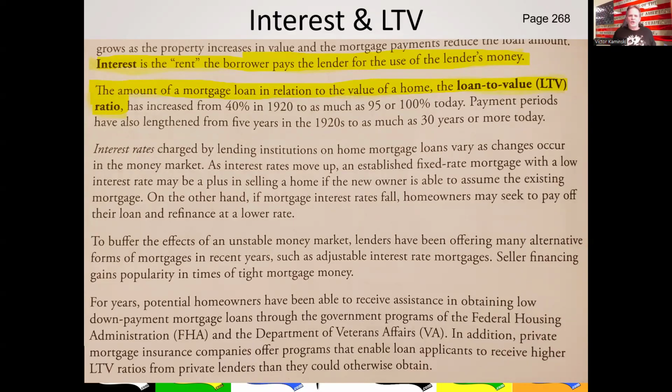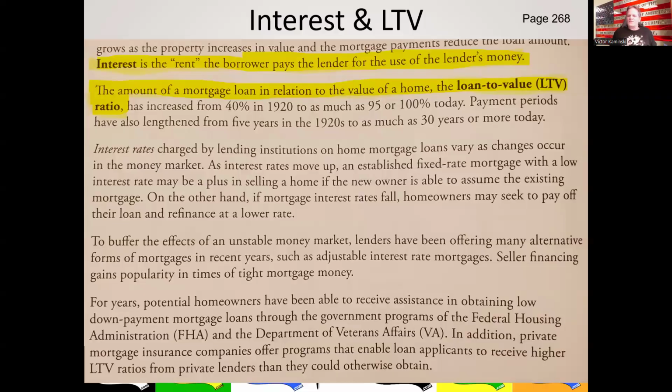Now, interest rates are charged by lenders, lending institutions, on home mortgage loans, and they vary as changes occur in the money market. Those interest rates fluctuate. As interest rates move up, an established fixed rate mortgage with a low interest rate may be a plus when selling a home if the new owner is able to just assume it and take over the payments. On the other hand, if mortgage interest rates fall, the homeowner may seek to pay off their loan and refinance at a lower rate.